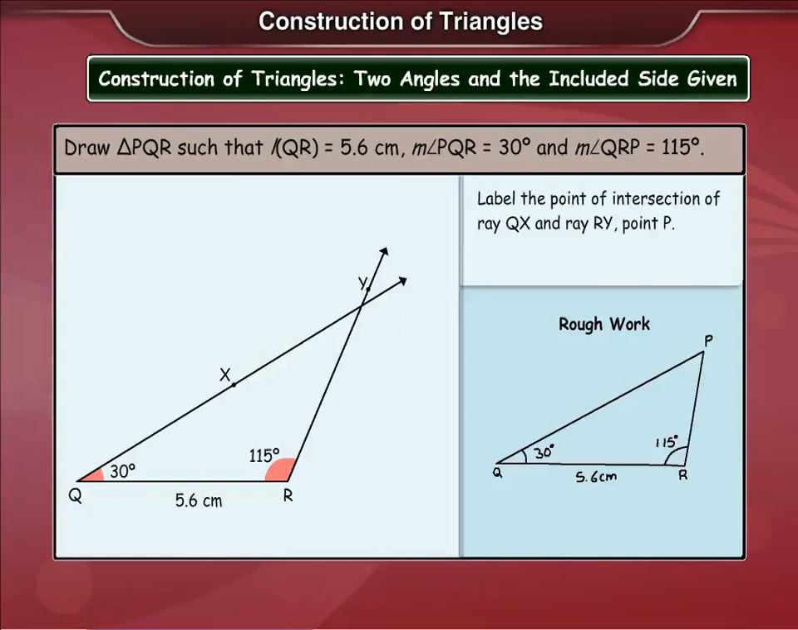Name the point of intersection of both these rays as point P. The required triangle PQR has been constructed on the other side of segment QR.